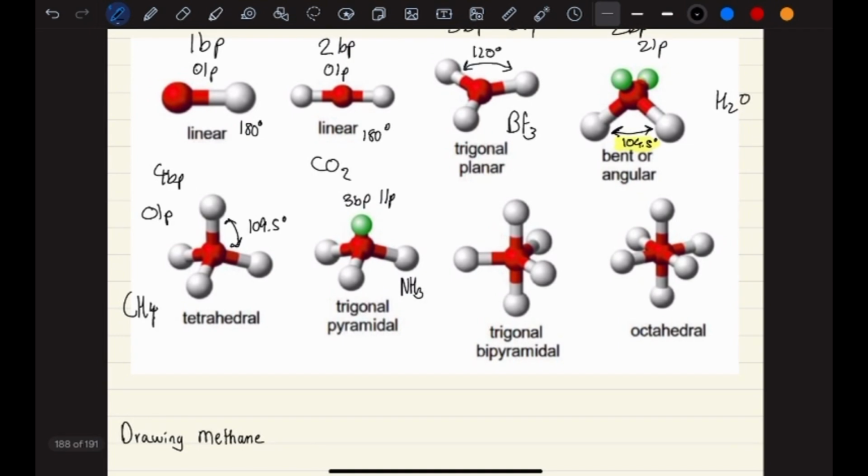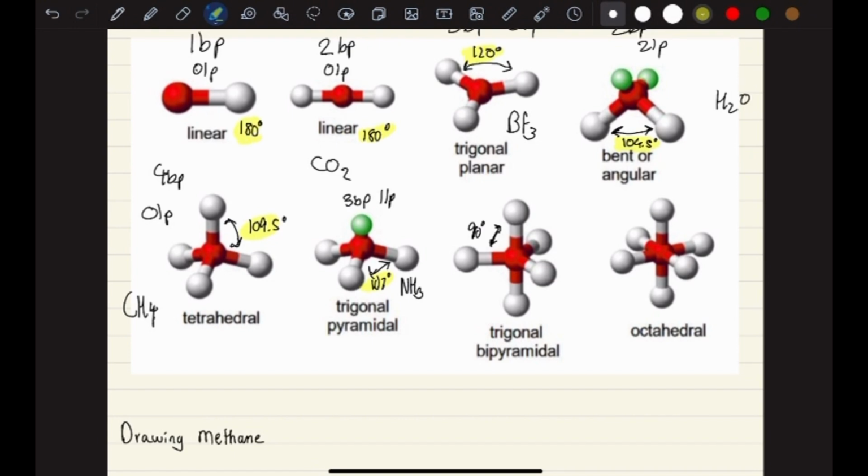Trigonal bipyramidal, I can't think of an example off the top of my head. I will probably add it in to the edit if it doesn't come into my head. But trigonal bipyramidal, what you'll see here is actually the funny one. It's got a 90 degrees here. So this is 90 degrees. I forgot to say, trigonal pyramidal. This is 107 degrees. Again, we'll just highlight them for your ease. So 107, 109.5, 120, and then 180 here.